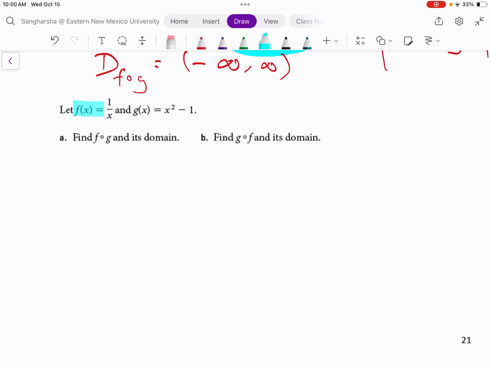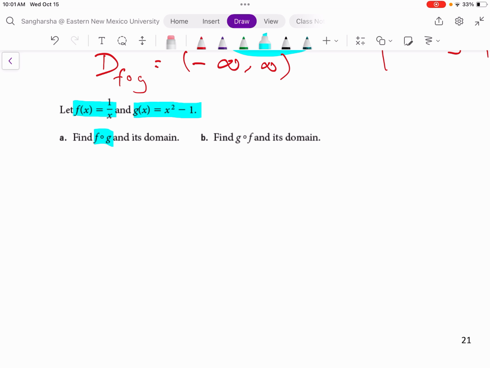In this example, we have our f of x equals 1 over x. So this is a function f, and we have g of x equals x squared minus 1. Okay, we have a g function. We are asked to find, what is this? How do we read this?